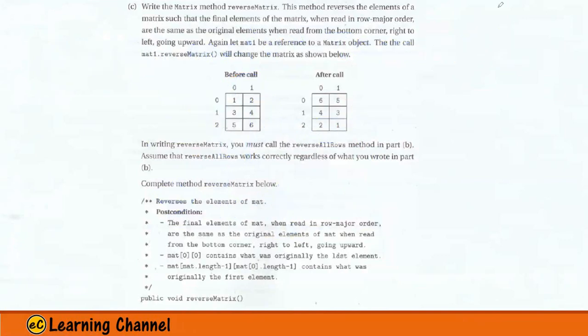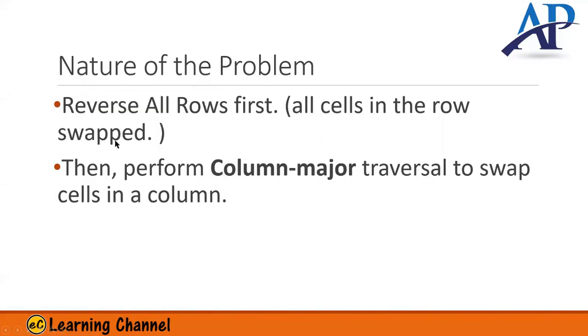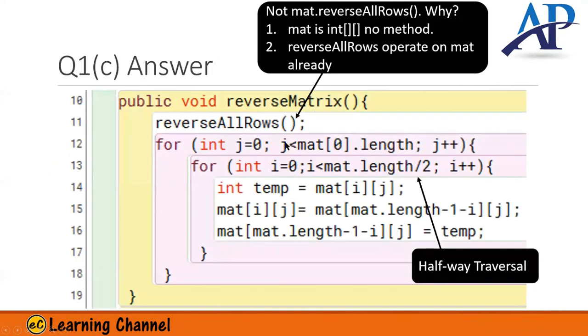So let's move on to the next page. Basically you need to reverse all rows first, so all the cells in the row will be swapped. So you call reverse all rows. Part B calls part A, and then this part C needs to call part B. Then you perform a column major traversal to swap the cells in the column. So basically you call this reverse all rows first.